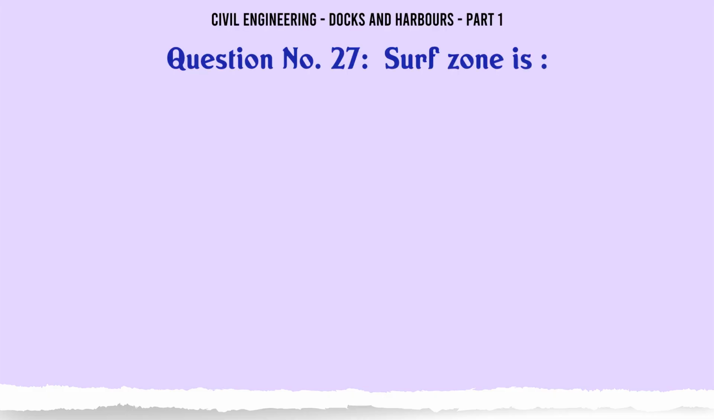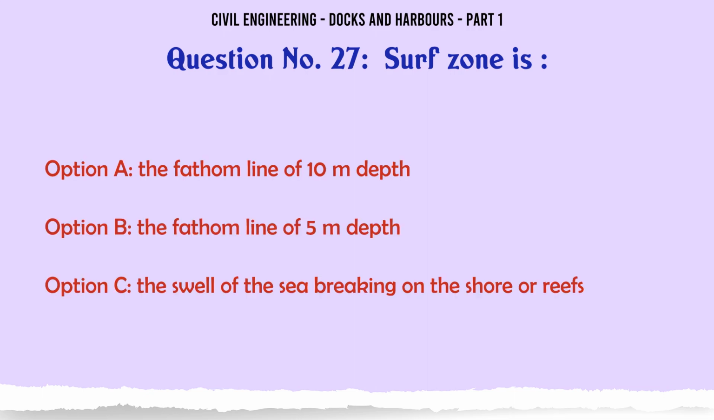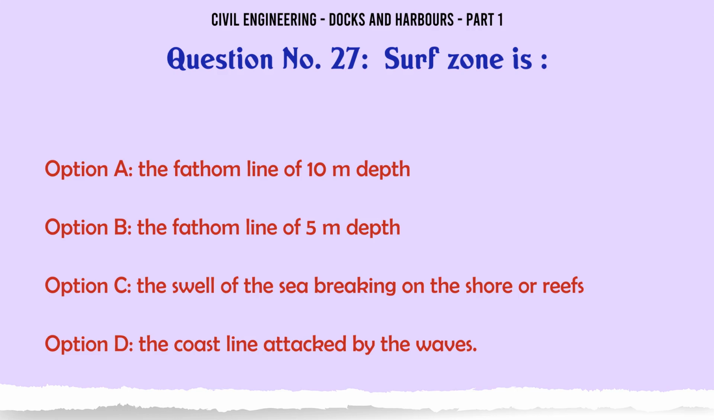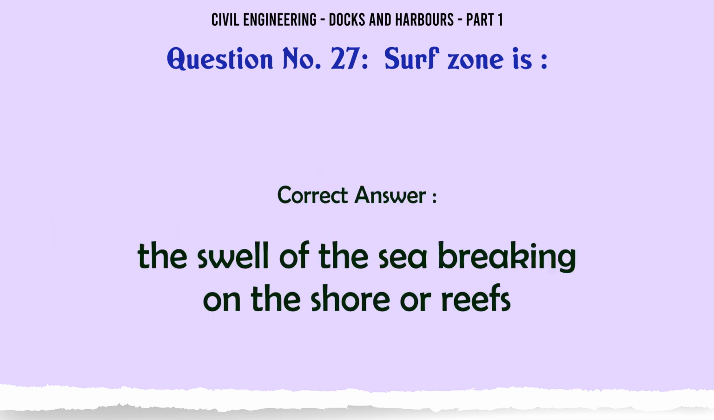Surf zone is: A. the fathom line of 10 m depth, B. the fathom line of 5 m depth, C. the swell of the sea breaking on the shore or reefs, D. the coastline attacked by the waves. The correct answer is the swell of the sea breaking on the shore or reefs.